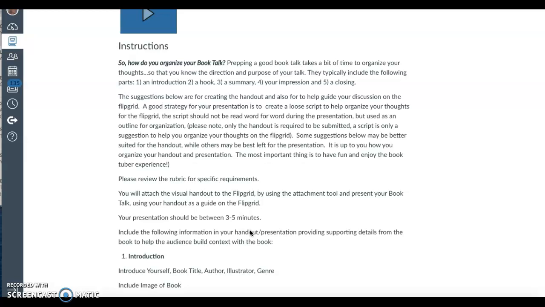I said that the book talk should not be scripted, and I stand by that. But sometimes we get in front of a camera and we can feel very nervous and freeze up. So if you're one of those people, I suggest maybe creating a very loose script, a couple of notes to help you stay focused on how you want this talk to go. It's also very helpful to use the poster that you're going to create as your talking point guide.